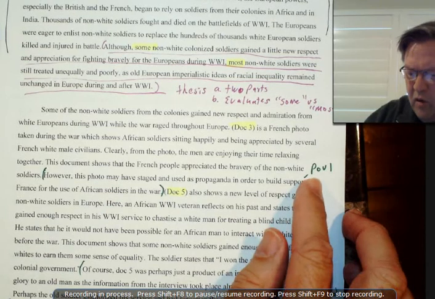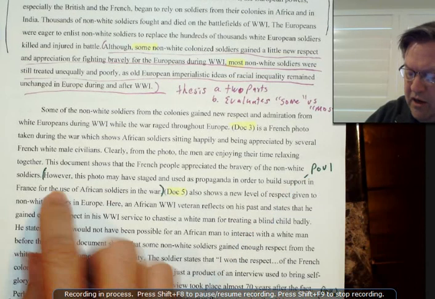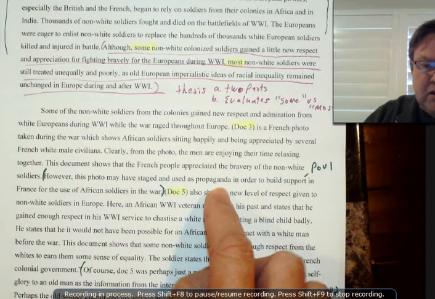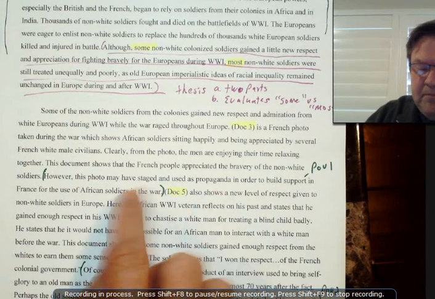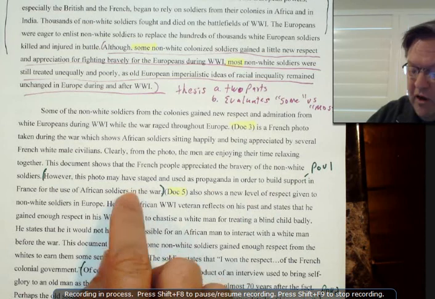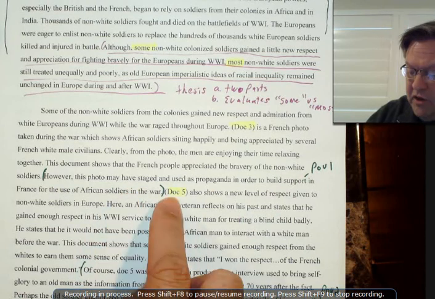It's just a fake picture. So I put that in there. And I go on to document 5. And document 5 talks about a man that is looking back at his life many years later. And he basically says he gets more respect. He was able to talk to a white man in a way that he would never have done before the war. My POV, number 2.